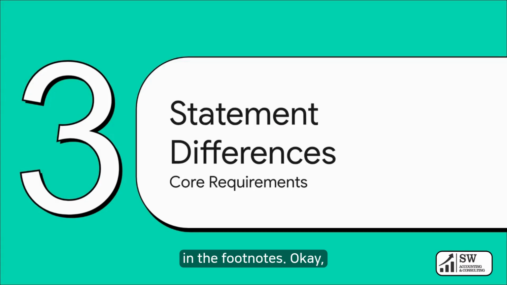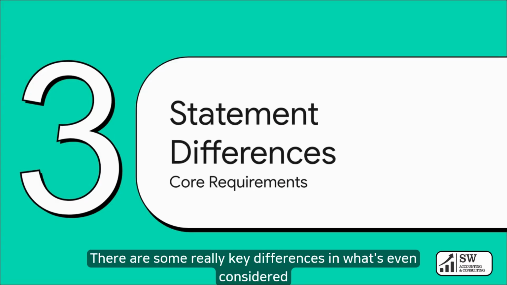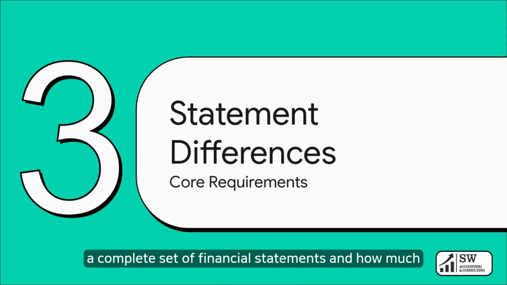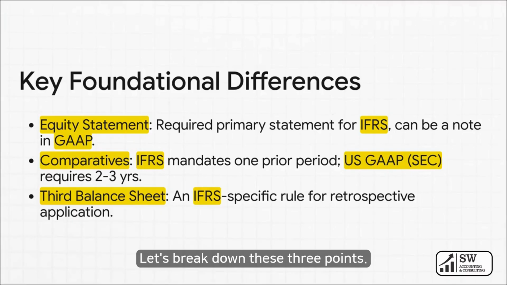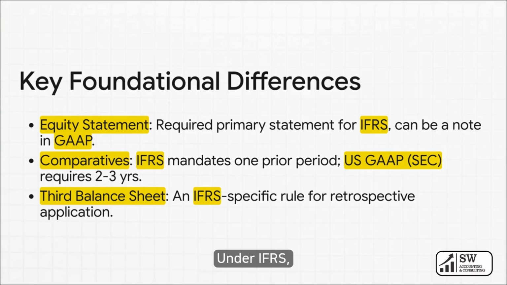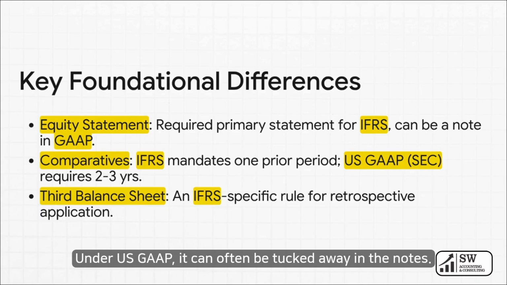footnotes. Okay, let's zoom out from the line items for a minute and look at the big picture. There are some really key differences in what's even considered a complete set of financial statements and how much history a company has to show. Let's break down these 3 points. First up, the statement of changes in equity. Under IFRS, it gets its own spotlight as a primary statement. Under US GAAP, it can often be tucked away in the notes.